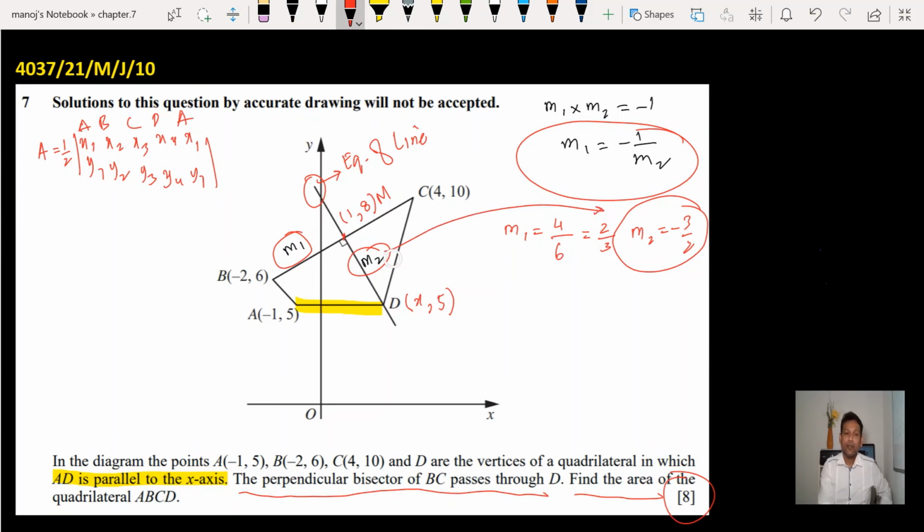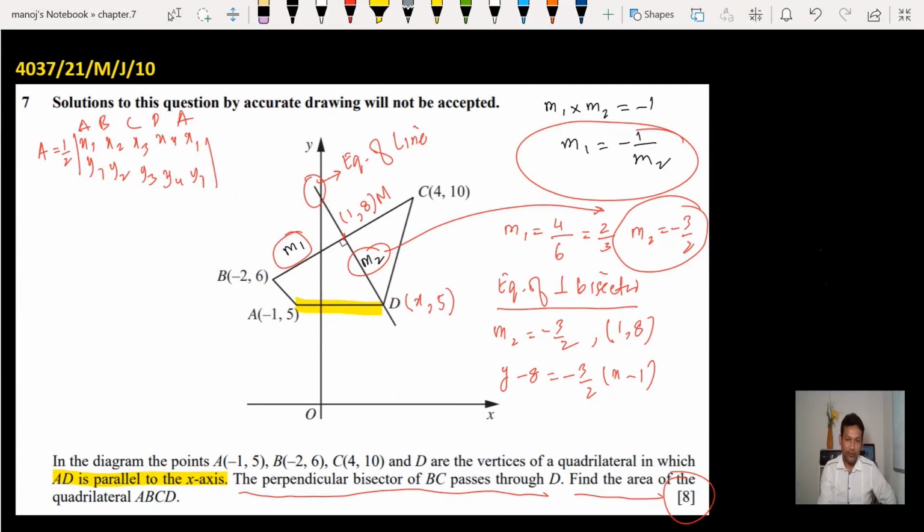Now, if I want to find the equation of this perpendicular bisector, what do I need? I need the gradient M2 and a coordinate. The coordinate is also given, 1 and 8. Can you find the equation of this line? It's very simple: y minus 8 is equal to m times x minus 1. By this way, you can find the equation. Little bit I'm solving just to explain: 2y minus 16, minus 3x, and minus is plus 3.